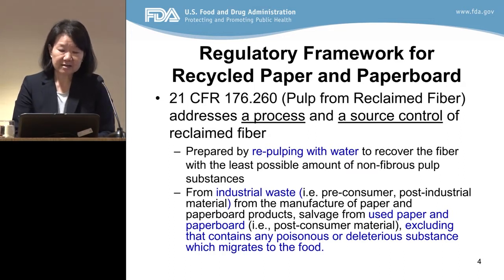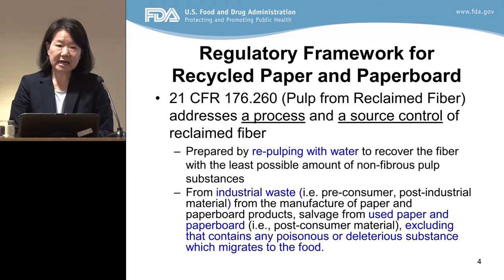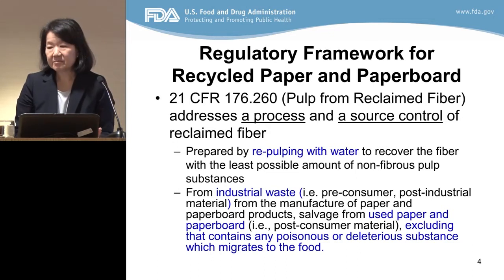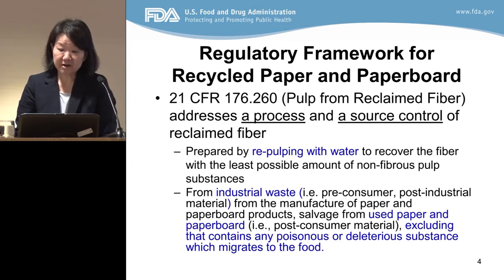So that's the regulation. It's kind of qualitative. It doesn't really tell you exactly how you're going to do it. So if you are a recycler, you have to demonstrate that your recycled paper does not contain any toxic substance or harmful chemical that could potentially migrate into the food.